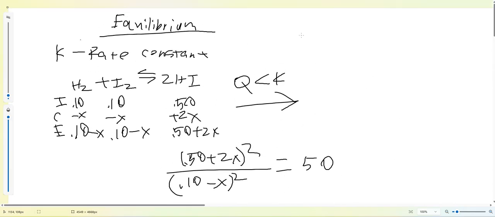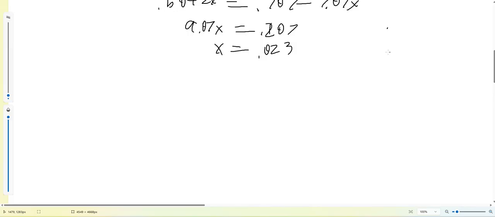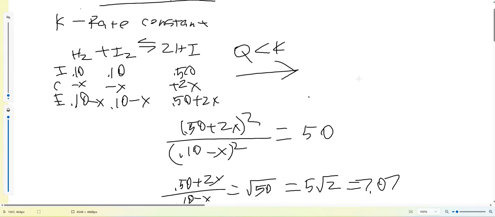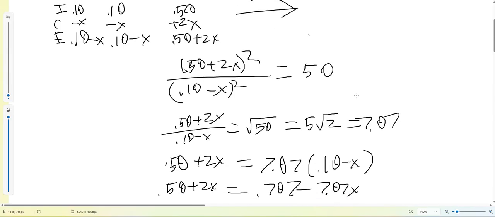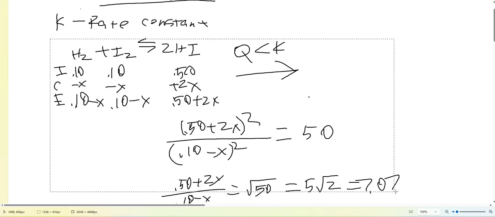So now I'm going to go off camera and actually check our answer, which is core to minimizing your rate of error. Okay? And after we plug in everything, 0.50 plus 2 times 0.023 squared divided by 0.10 minus 0.023 squared. That gives us 50.28, which is actually very close to our original K value, which means that our x is a satisfactory value.